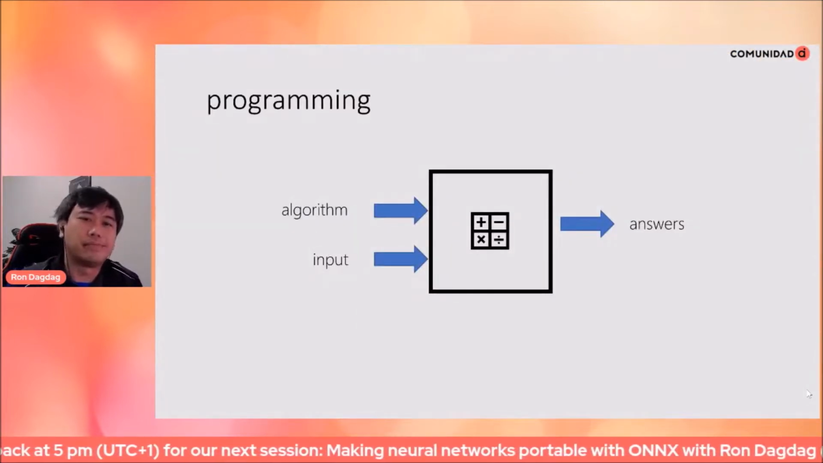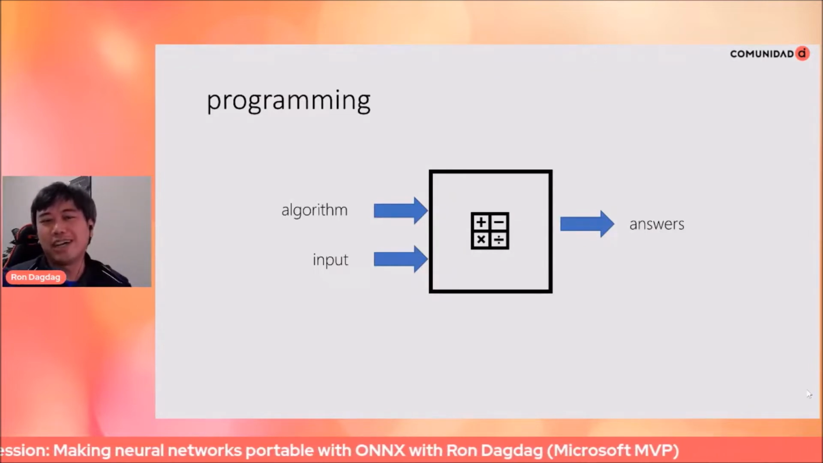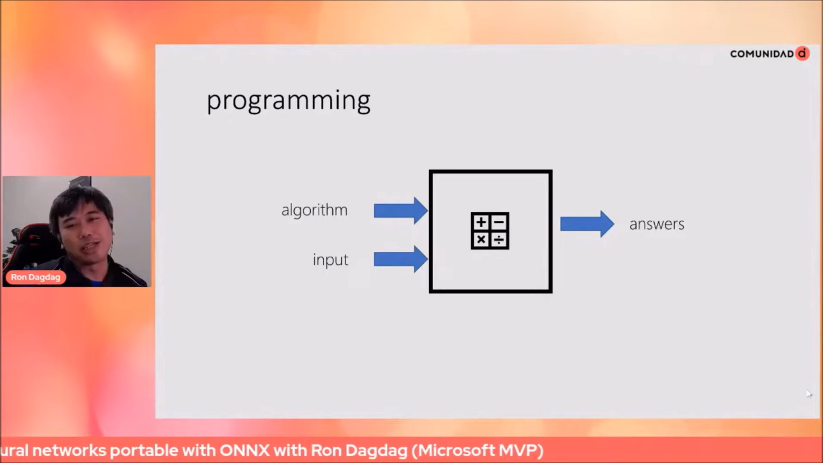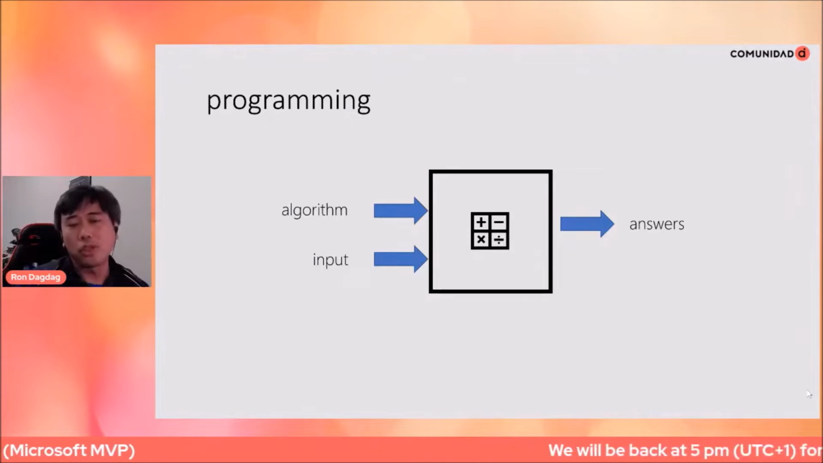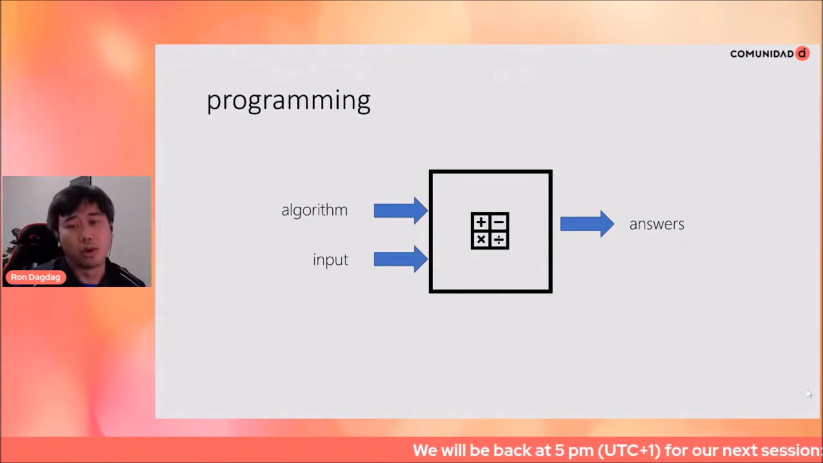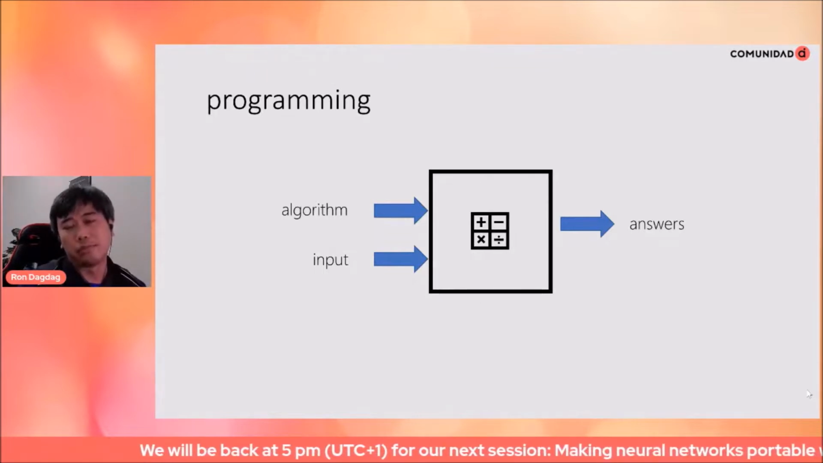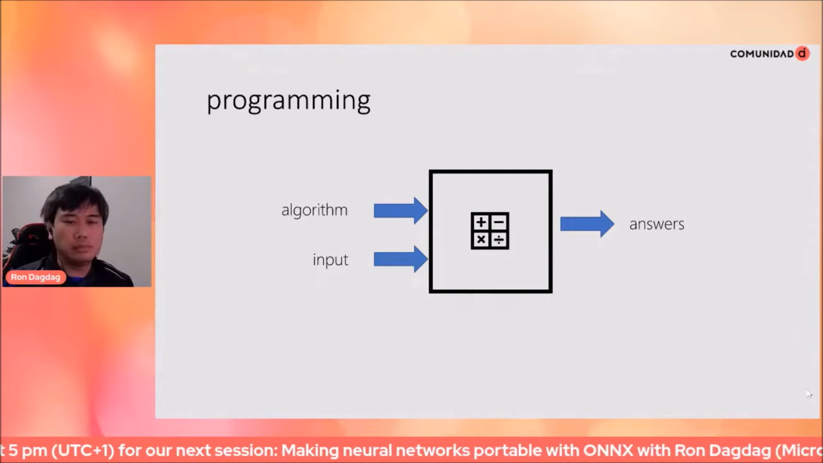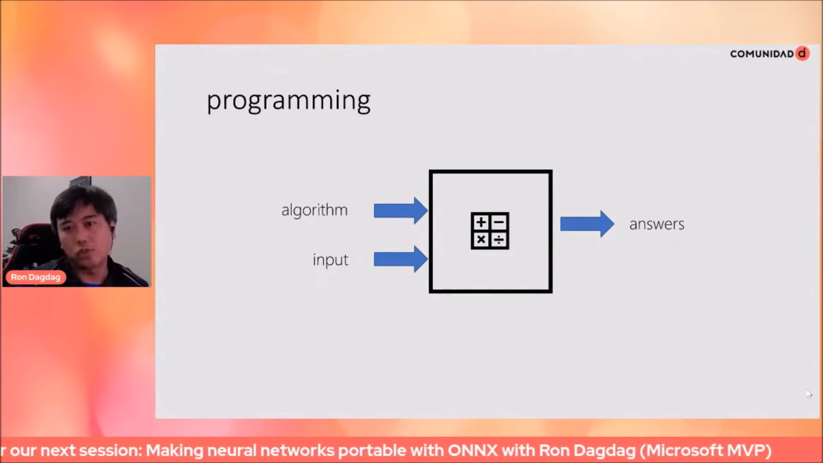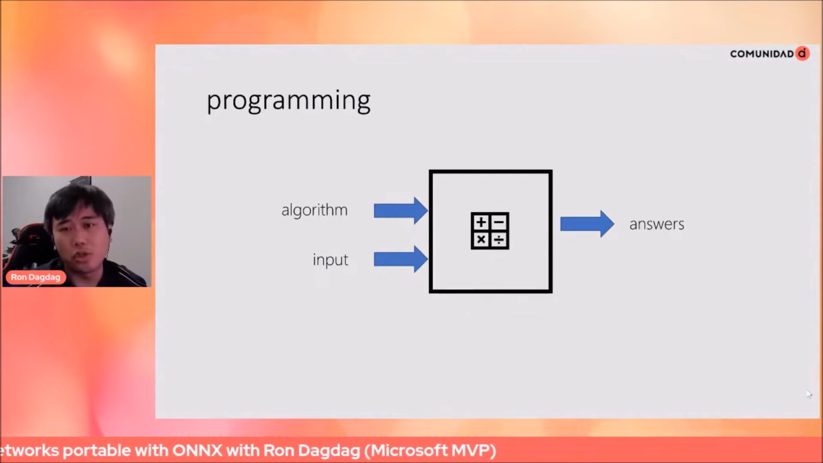Typically, when your boss tells you, "Hey, create me a program for this automation or something," like in this case, we're doing a calculator, what do we need? Two things: the inputs, how to get the input, and then the algorithm, the formula that we need to implement, and then of course we display the answers. That's our typical way of doing programming.